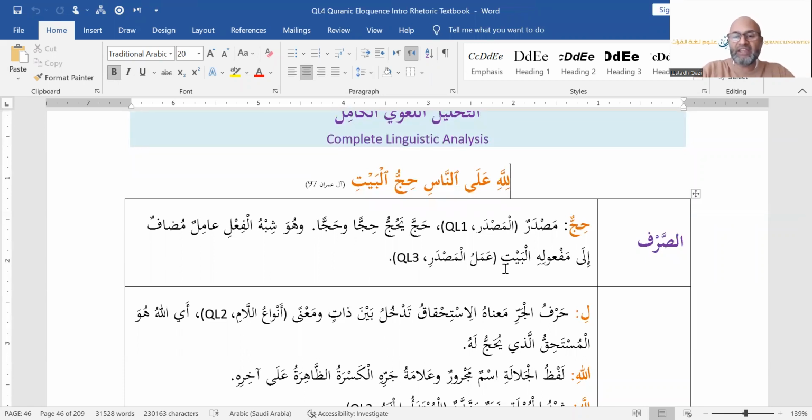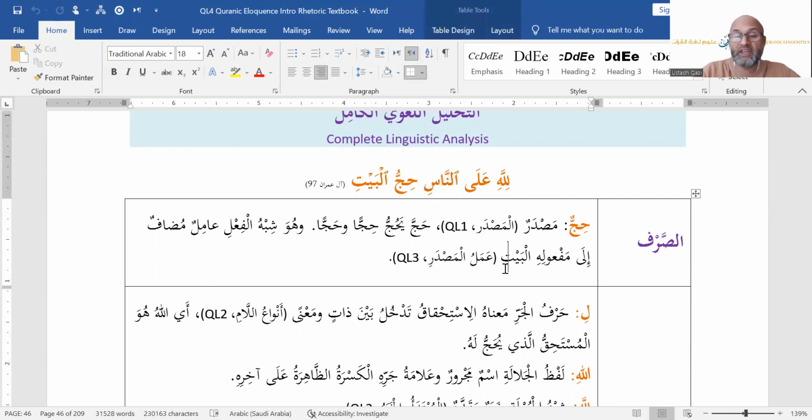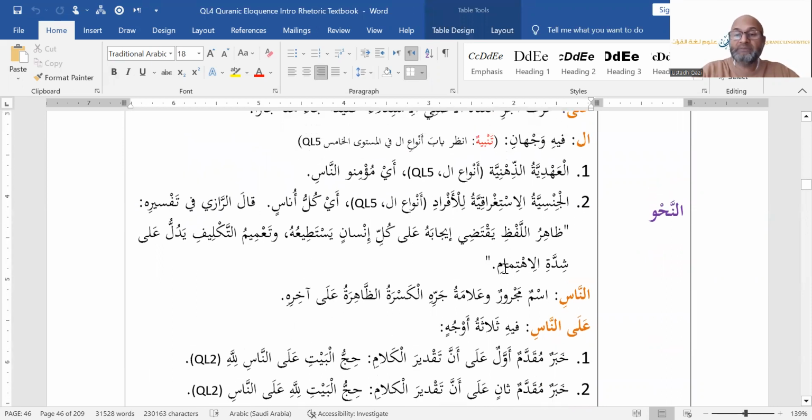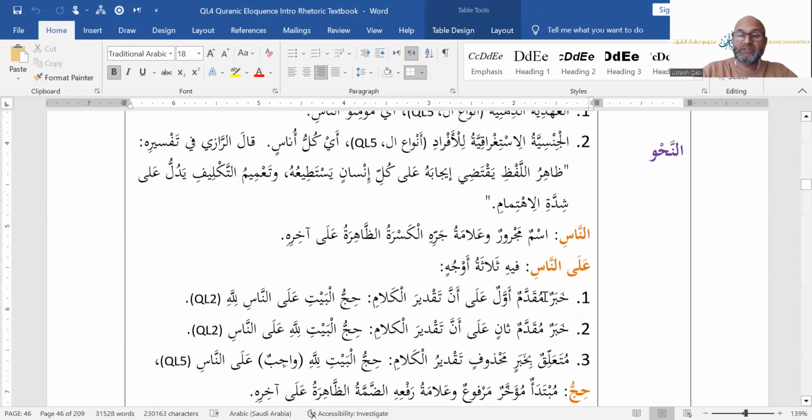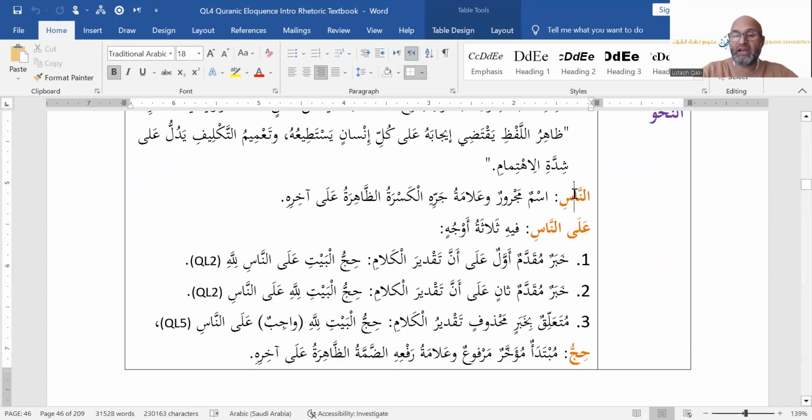Then we talked about lillahi as a shibhul jumla. We also talked about ala. We talked about al extensively. Then we looked at the al in anas. We looked at two different interpretations for the al in the word anas. These two interpretations, and then let's go on to the grammar of the word anas. So we kind of looked into all these different things about the word anas.